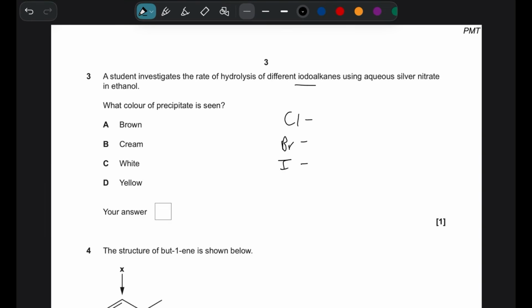Okay, so I'm looking here. We've got iodoalkanes and we've got silver nitrate. So you just need to know your test with aqueous silver nitrate, right? Just remember them. They get more colored as you go down the group. So we go from white to cream to yellow. And because we're using iodine, I'll lock in D as the answer.